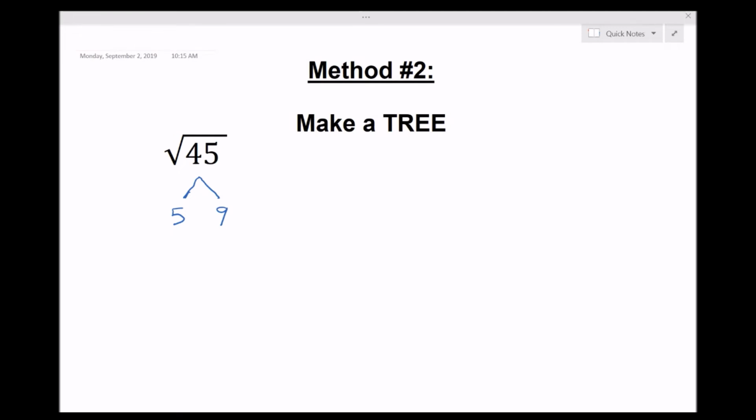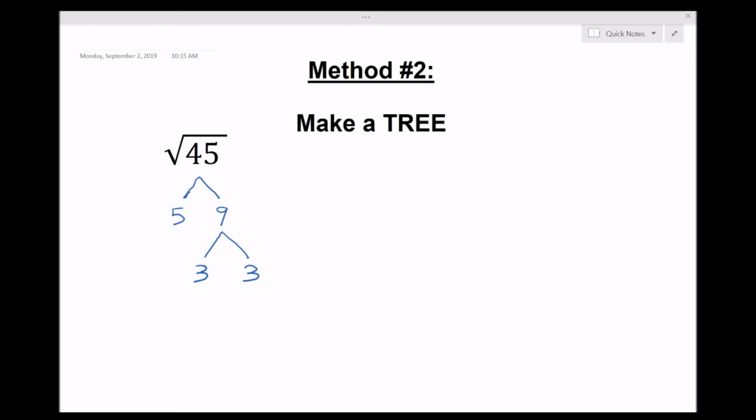But what about this 9? Can you split 9 further? Some people forget, but yes, 9 can be split further. 9 is not prime. 9 splits into 3 and 3.